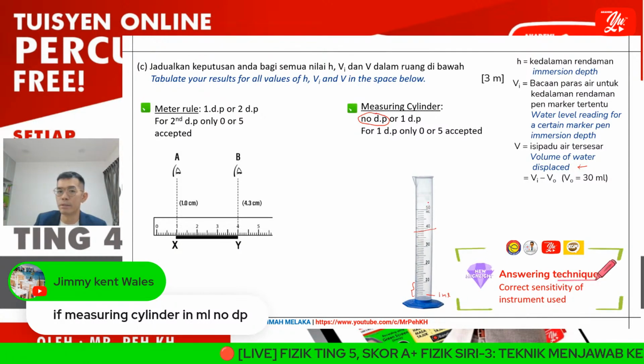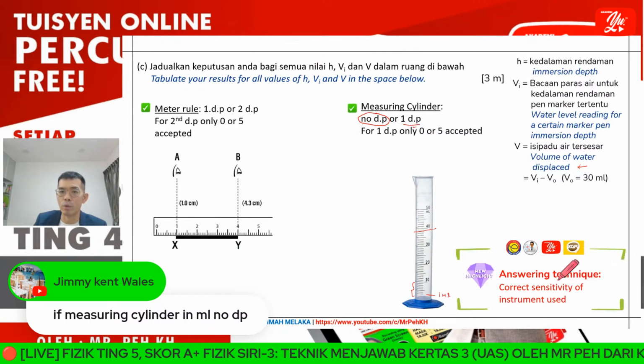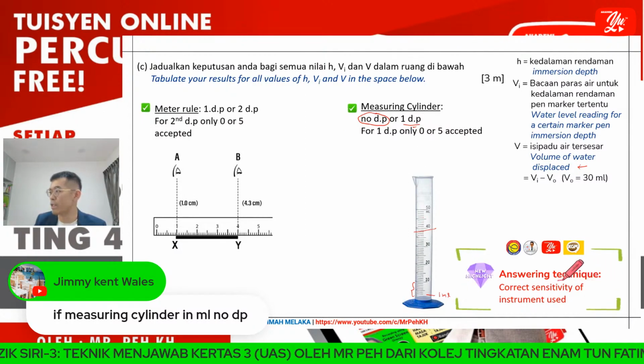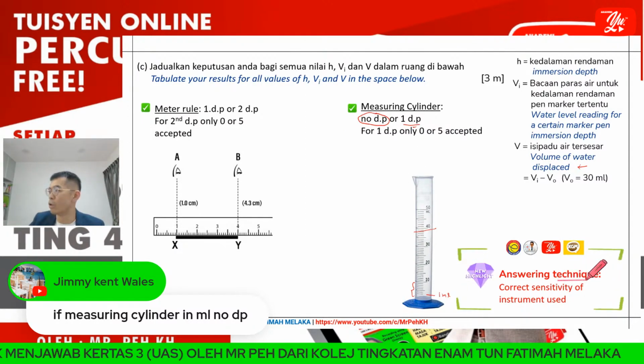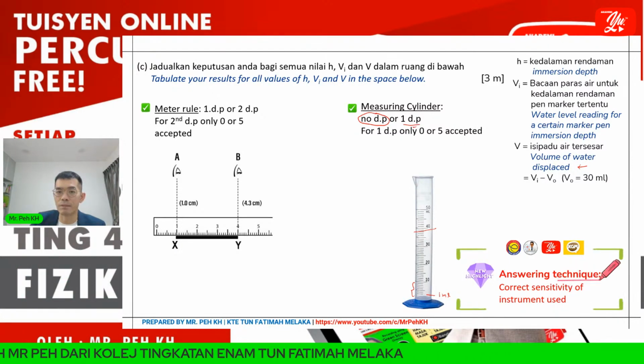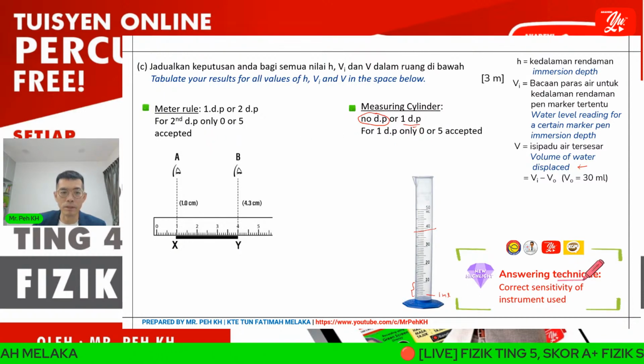So the decimal place is not needed. However, if I ask you to identify the volume in between the segments, you can actually give 0 or 5 for the first decimal place. Okay, so this is the same idea as with the meter rule.